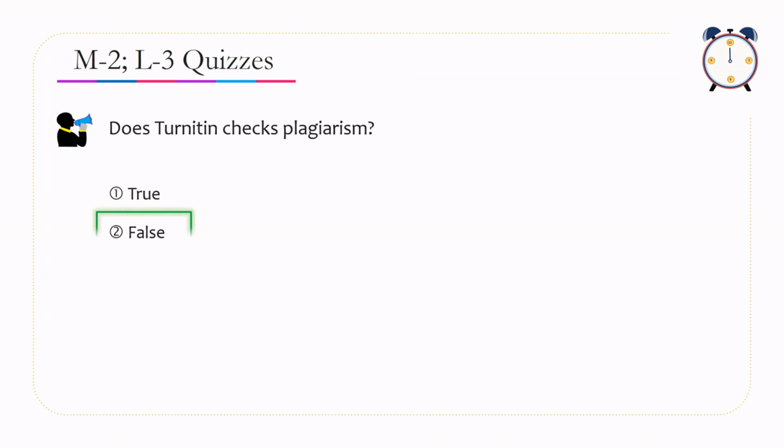The right answer is option 2. Turnitin never checks plagiarism. It only checks the text similarity. The text similarity does not mean you have plagiarized. Careful investigation and analysis of match sources are needed to find the instances of plagiarism. Plagiarism fully depends upon academic judgment.